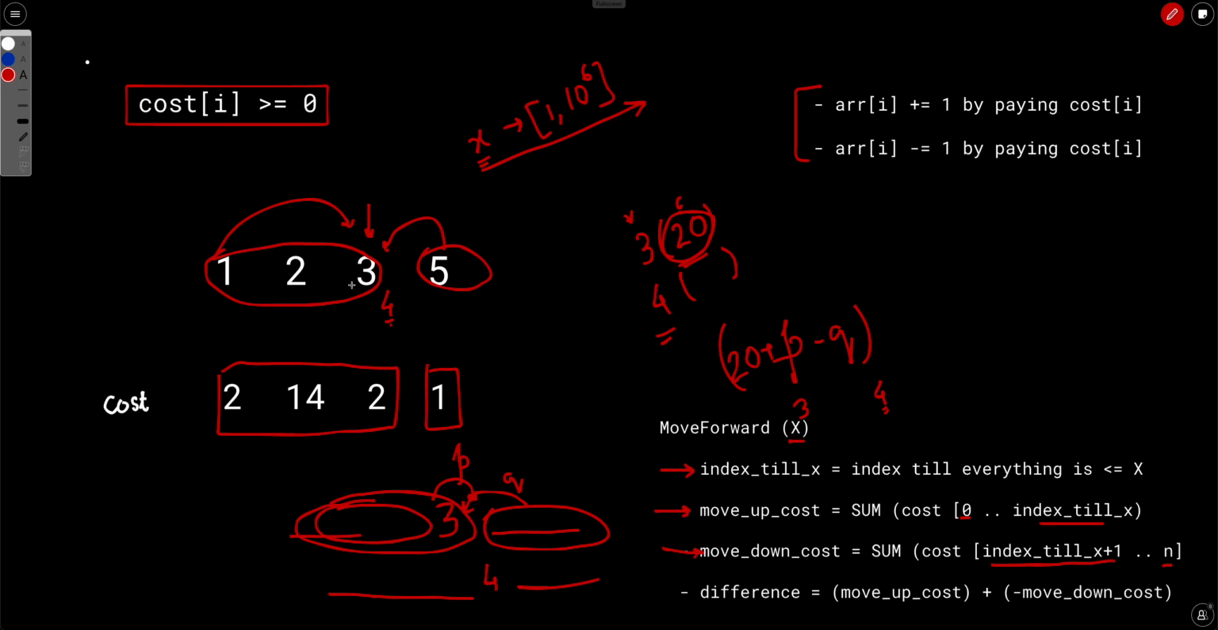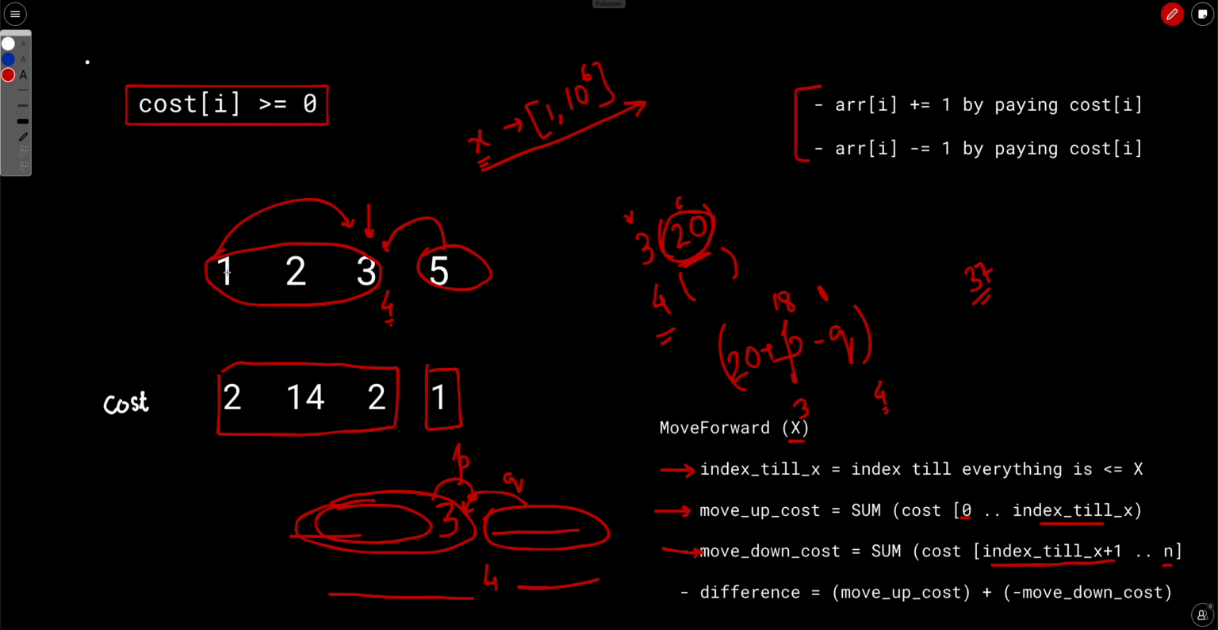And let's see if this is applicable in this example. So we know the value for moving everything to 3 is 20. Now we have to move everything here to 4. So what is the cost? 2 plus 14 plus 2, which is 18. So p is 18 here. And now q is 1. So what is the cost? The total cost is 20 plus 18, which is 38, minus 1, 37.